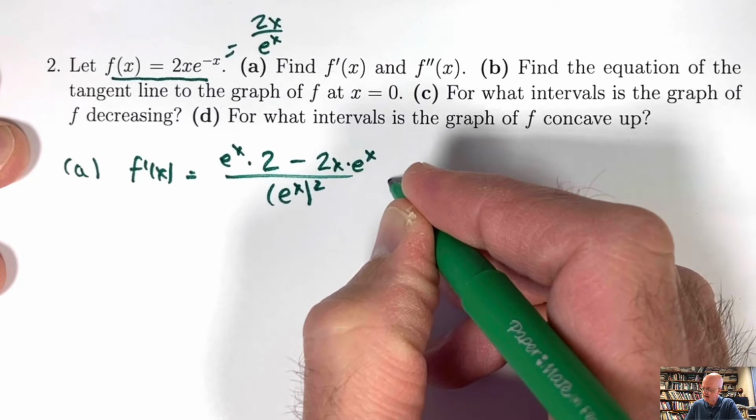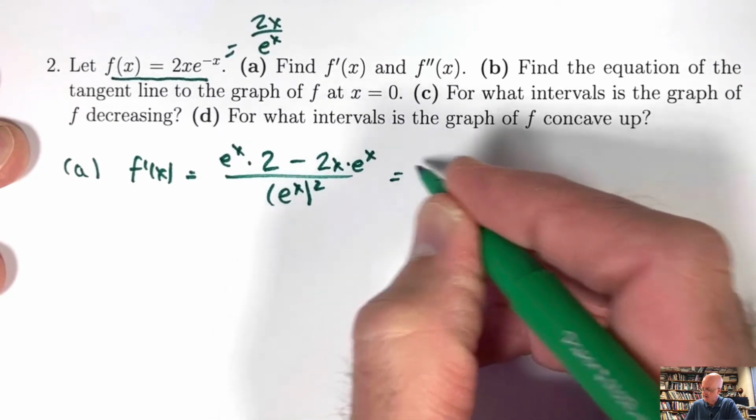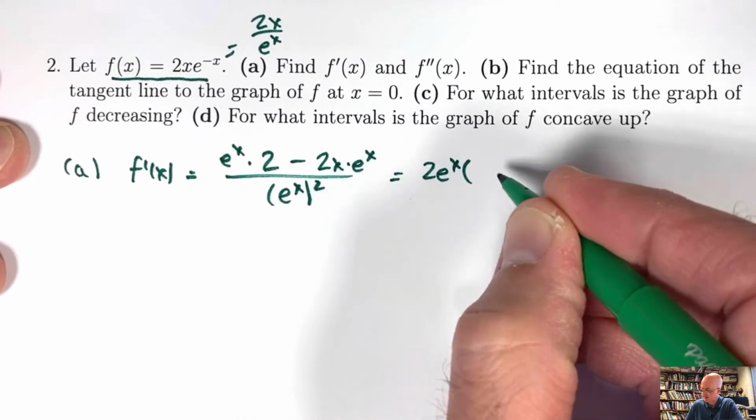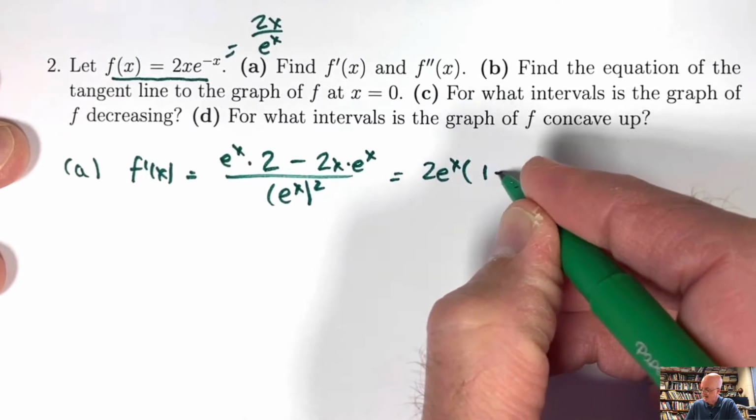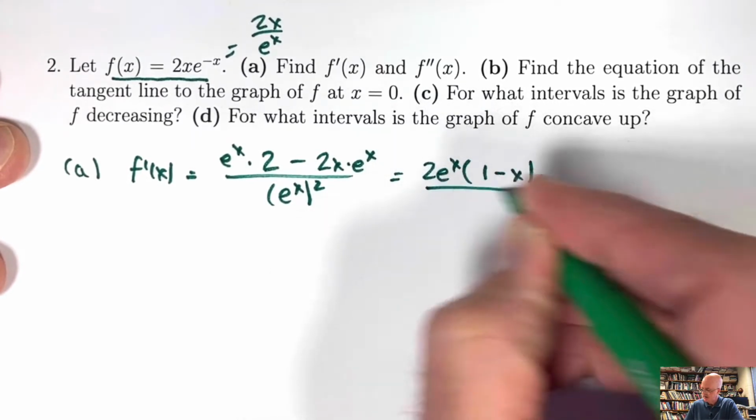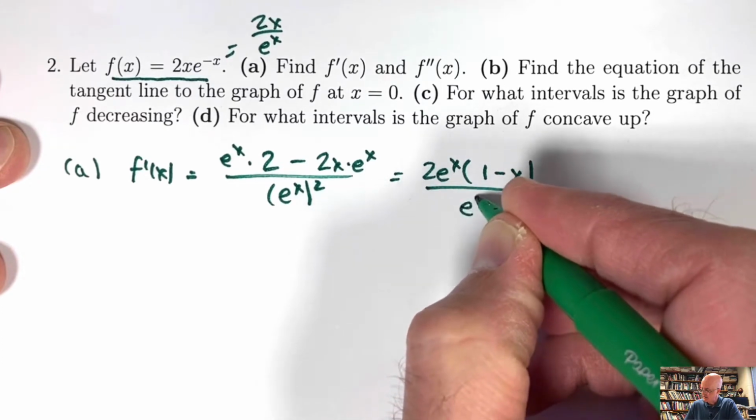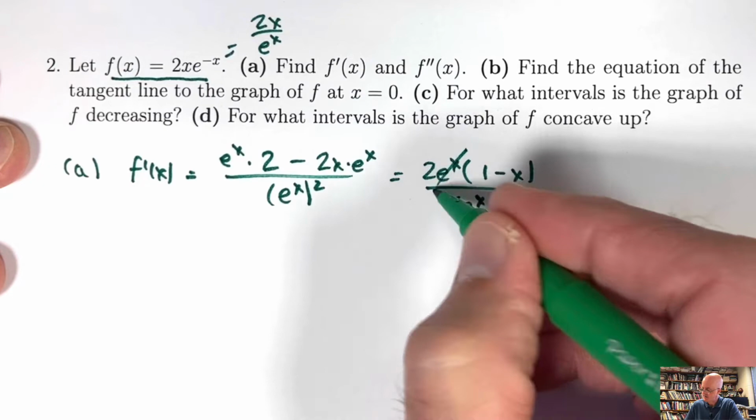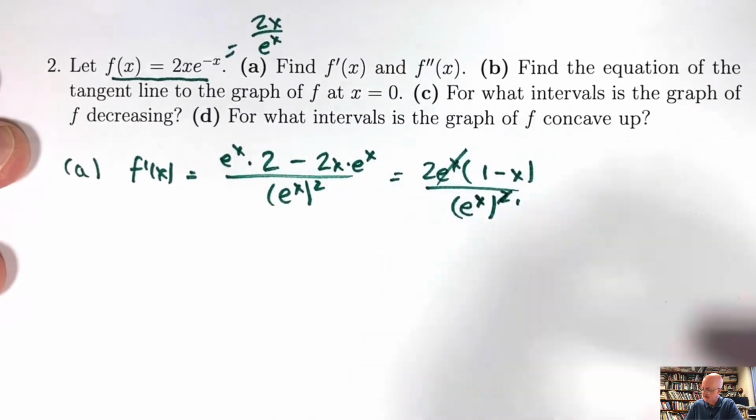This can be simplified. We can factor out an e to the x out of the top and also a 2 if we like. 2 e to the x times in parentheses 1 minus x, it looks like, all over e to the x quantity squared. I could multiply those exponents, but I can also just cancel one of the e to the x's like that.